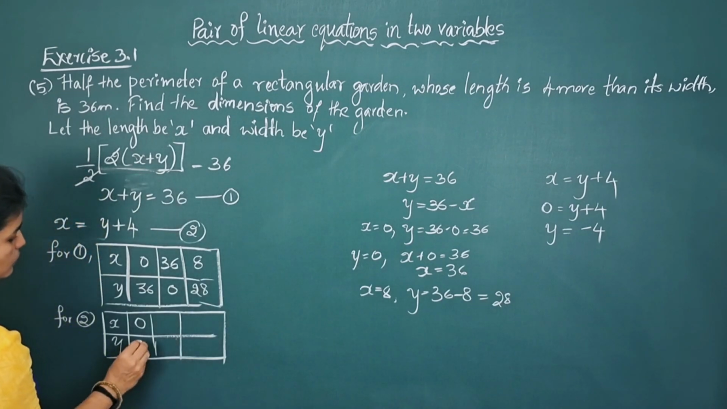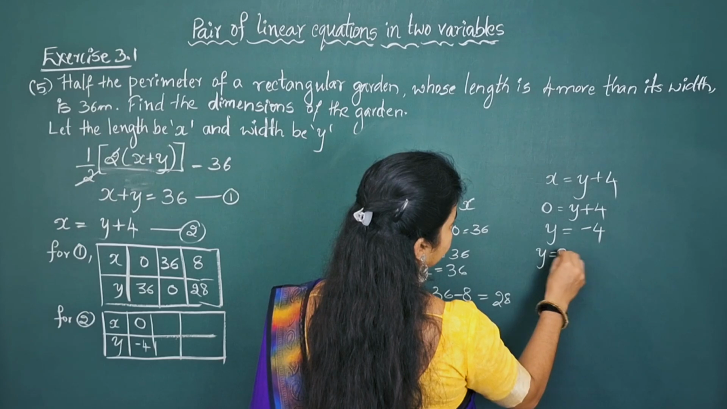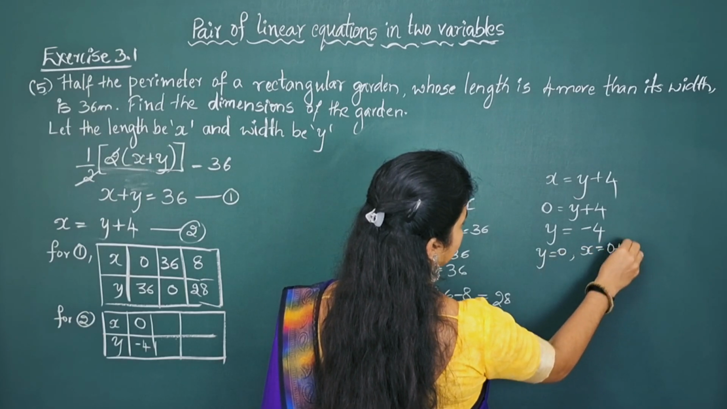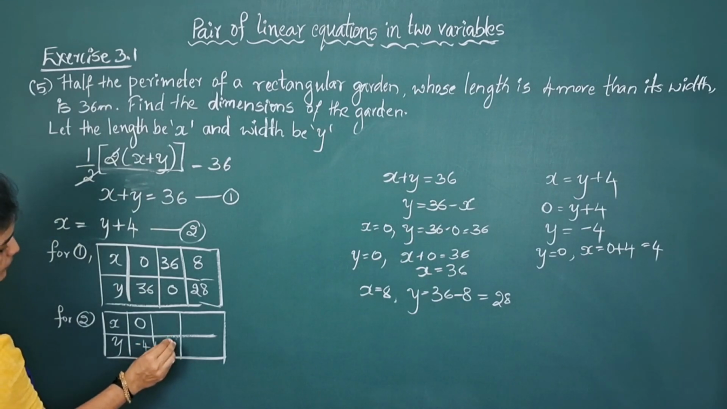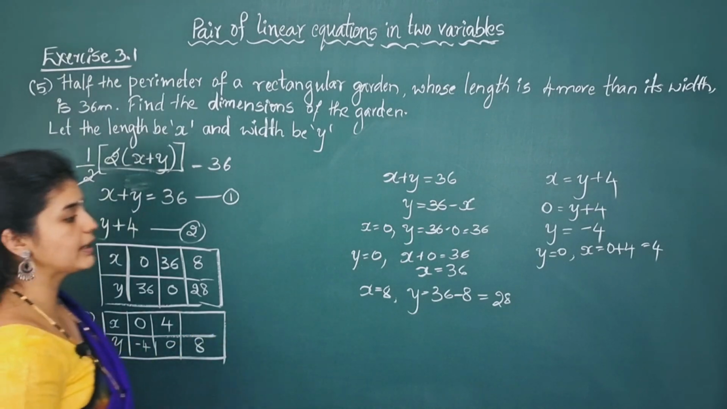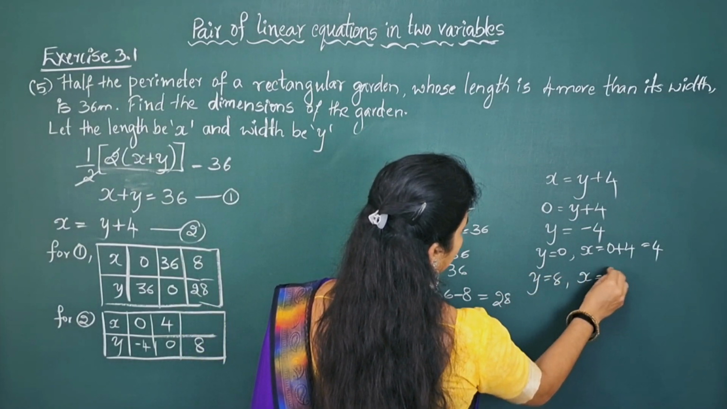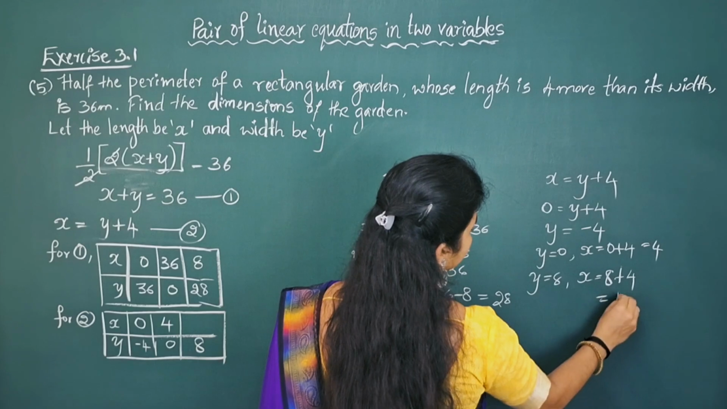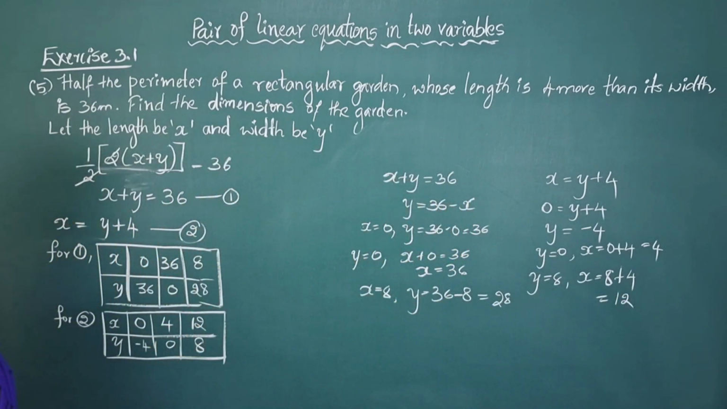When x is 0, y is minus 4, and when y is 0, x is equal to 0 plus 4, that is equal to 4. When y is 0, x is 4. Now I will take the value of y as 8. So when y is 8, x is 8 plus 4, that's equal to 12.